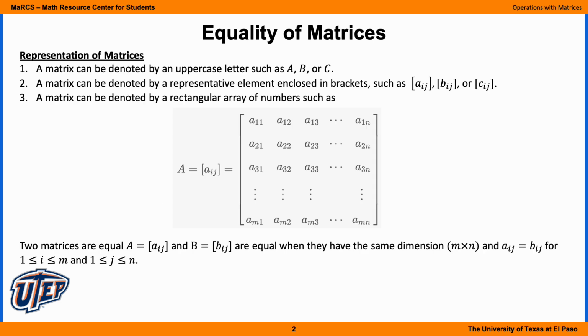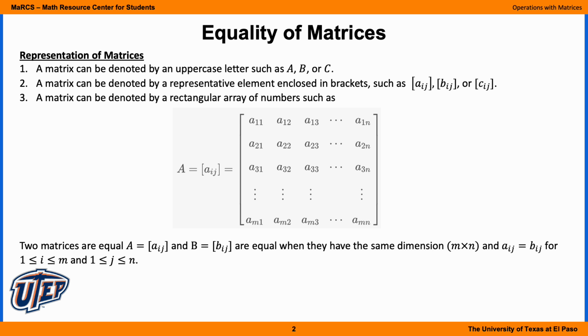A matrix can be denoted by an uppercase letter such as A, B, or C. They can also be denoted by representative elements enclosed in brackets. So for example, we have A subscript ij enclosed in brackets. And lastly, a matrix can be denoted by a rectangular array of numbers such as the one provided.